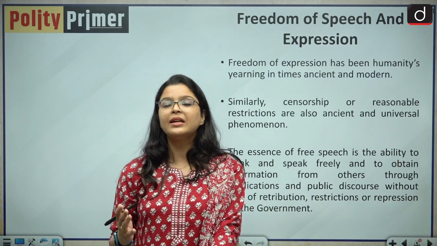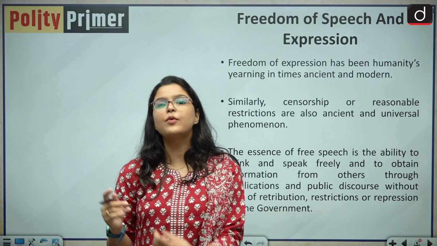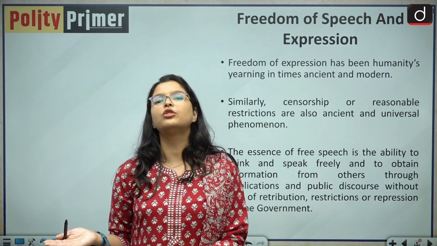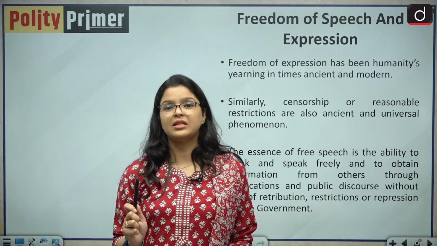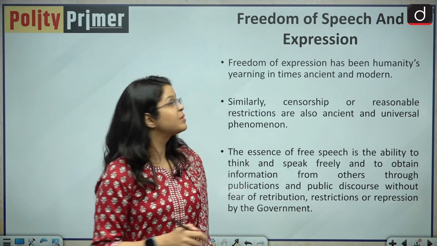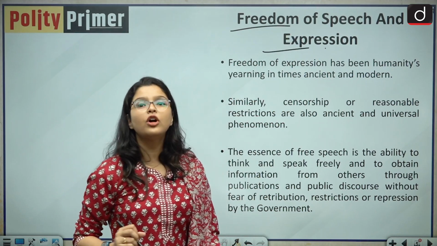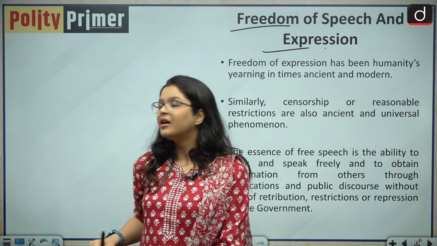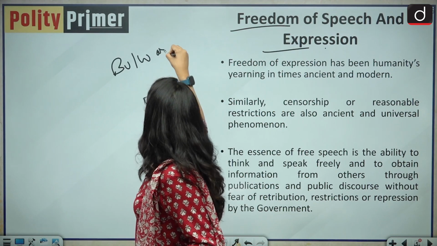So what happens in a democracy is the police cannot come in the evening and say that, okay, you have spoken against my government, now I'm going to arrest you. No, this does not happen in any civilized democracy. Why? Because freedom of speech and expression forms the bulwark of any democracy in the world. So the term is bulwark.